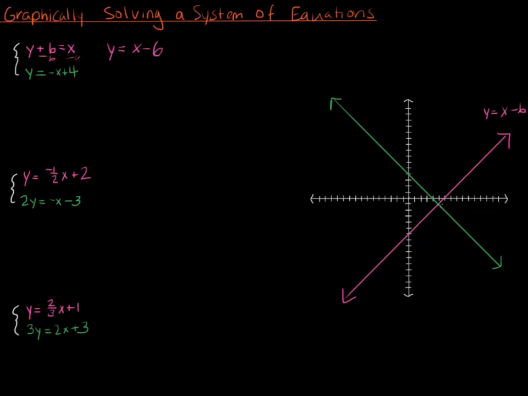So in this case, we have our point where they meet, which is right here, which looks like 5 comma negative 1. So the point where they meet is 5 comma negative 1, and that is the solution to this system of equations. Okay, so let's try another one.